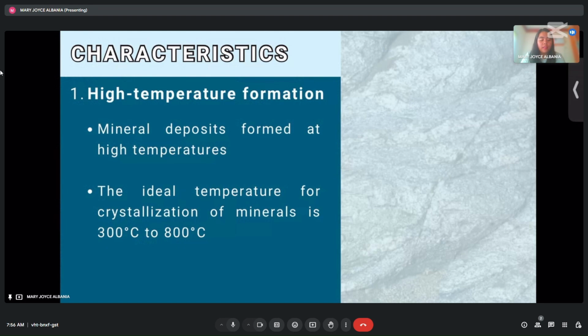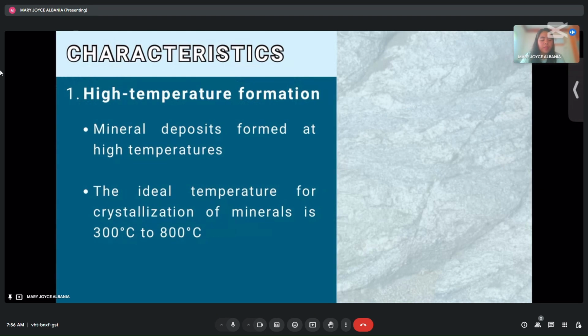So it is stated here that mineral deposits form at high temperatures. And the ideal temperature for crystallization of minerals are 300 degrees Celsius to 800 degrees Celsius. And this temperature is ideal because it leads to the formation of specific mineral types often associated with igneous activities.